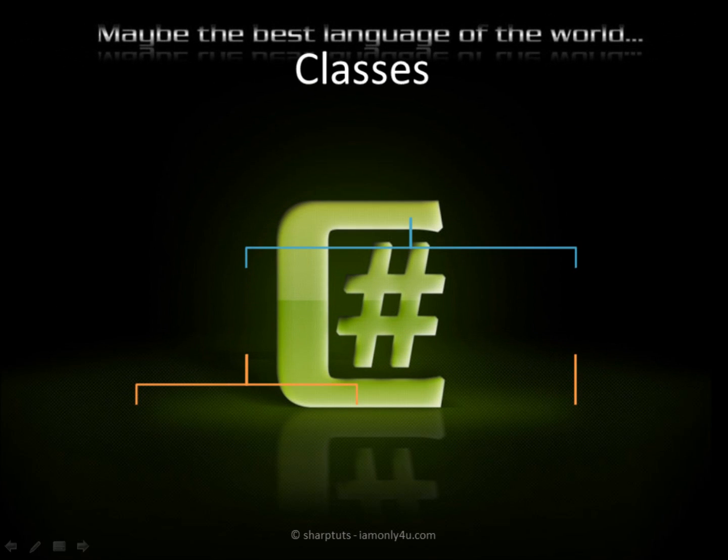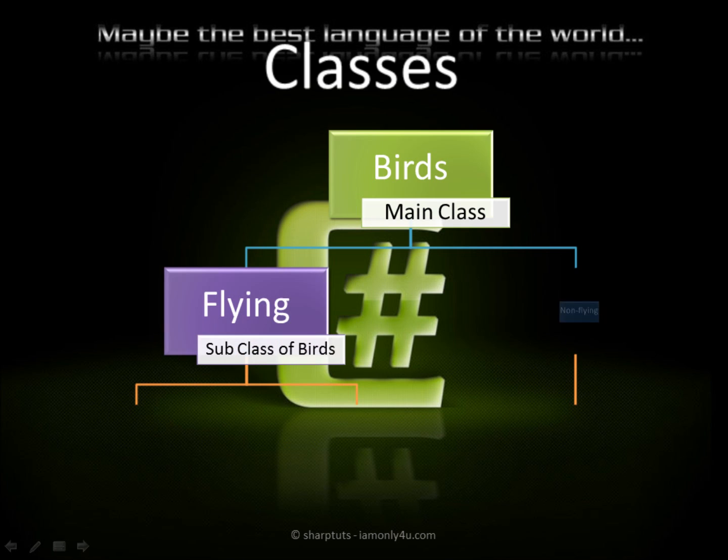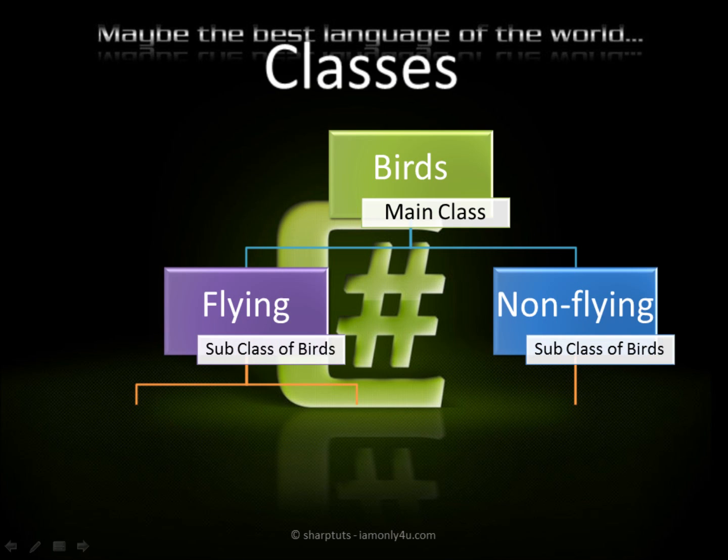So the next part is classes. I will be explaining classes with the help of flying as a main class. So flying is an object. No, flying is a real-life entity, correct? So let's see. Birds, sorry, not flying, birds. Birds is a real-life entity, and that's the main class. Then it has flying and non-flying as subclass.